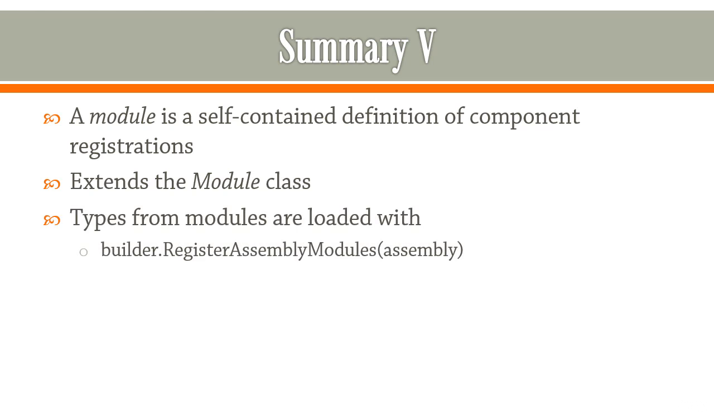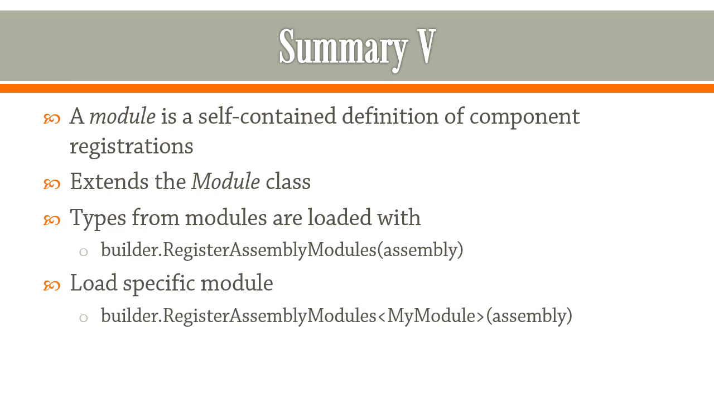So essentially you can get the types from all the modules. That's just builder.RegisterAssemblyModules with the assembly. In this case, instead of just looking for every single type, it's going to look for every single class which extends the Module class. And similarly, it's possible to load a specific module. So in this case, you say RegisterAssemblyModules, and this is a generic function. Here you provide the type of the module that you want to register, and that registers just the individual module. Essentially, it goes into the module and executes all the relevant code for performing registrations and that sort of thing.